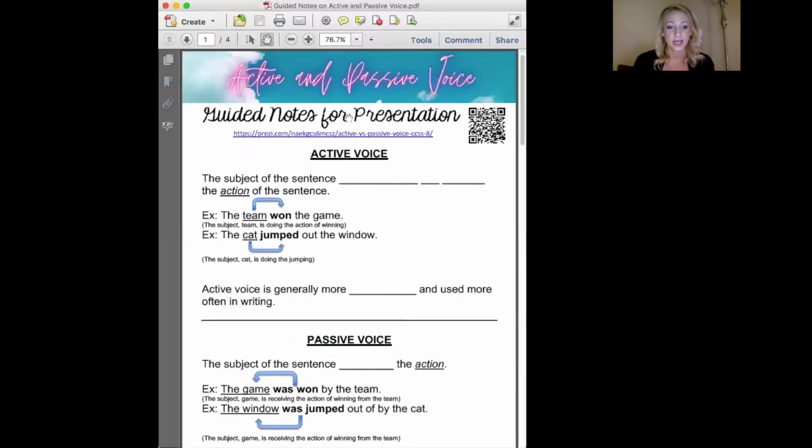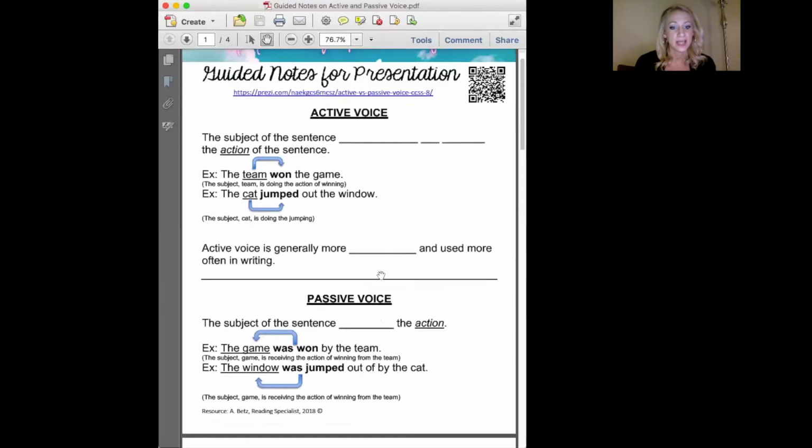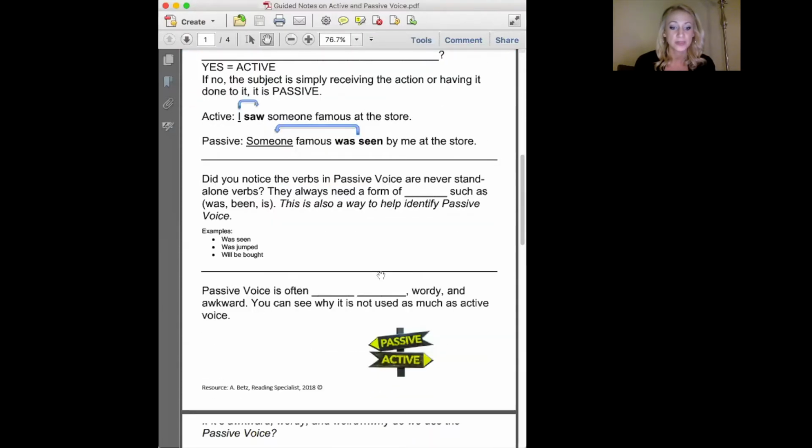Just to show you what you're working on, this is your guided notes activity. And again, at the very top, you'll see the link to the Prezi. If you would rather watch the Prezi at your own pace and click through it at your own pace, you can do that. And again, you will be filling in these guided notes.